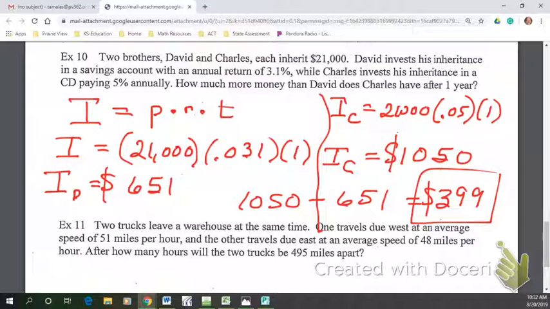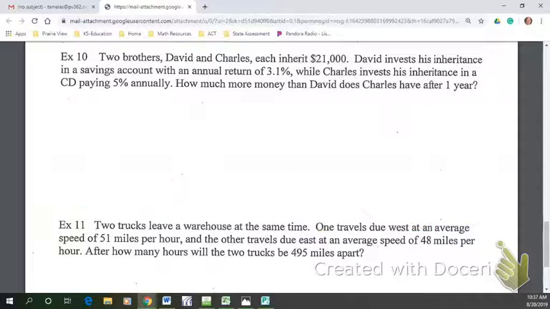All right, so example 11, 2 trucks leave a warehouse at the same time. One travels due west at an average speed of 51 miles per hour, and the other one travels due east at an average speed of 48 miles an hour. After how many hours will the 2 trucks be 495 miles apart? So to get a good sense of what's happening here, let's get 2 people up here to volunteer, and let's get a picture in our minds of what's actually going on. So let me scroll down here a little bit.